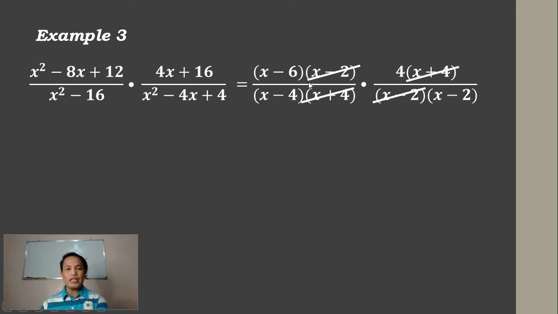So what remains in the numerator? One factor is 4, another is x minus 6, so we have 4 times x minus 6. And in the denominator, we have x minus 4 times x minus 2. So this is now our final answer.